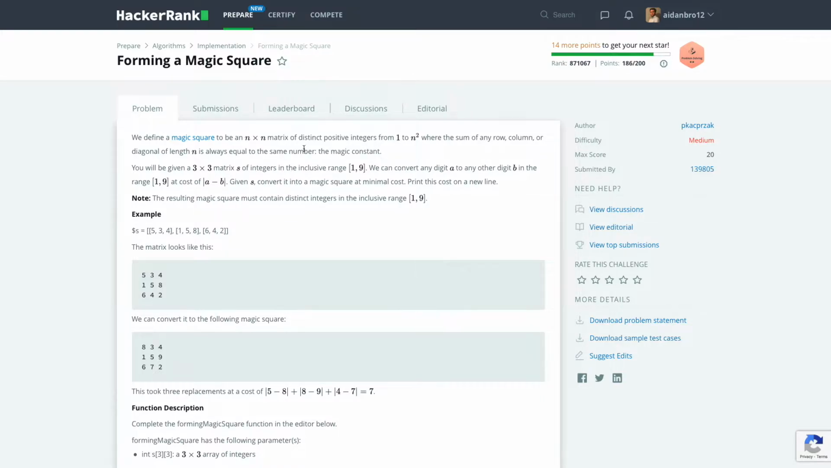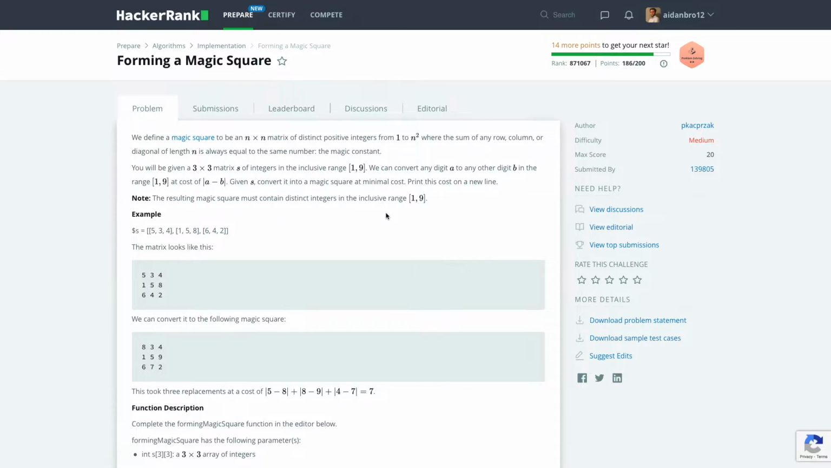What does that mean? It means they're distinct, they're different integers, and the size of the matrix is n times n, which means if they're different integers, it goes from 1 to however many integers there are in the array, which would be n times n, n squared. In this case, 3 times 3, because it's a 3 by 3 matrix, is 9. So that's 1 to 9 as our inclusive range.